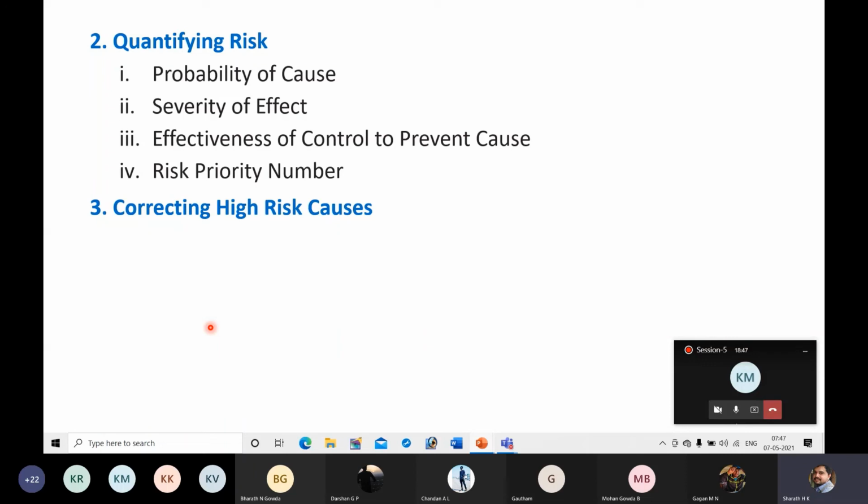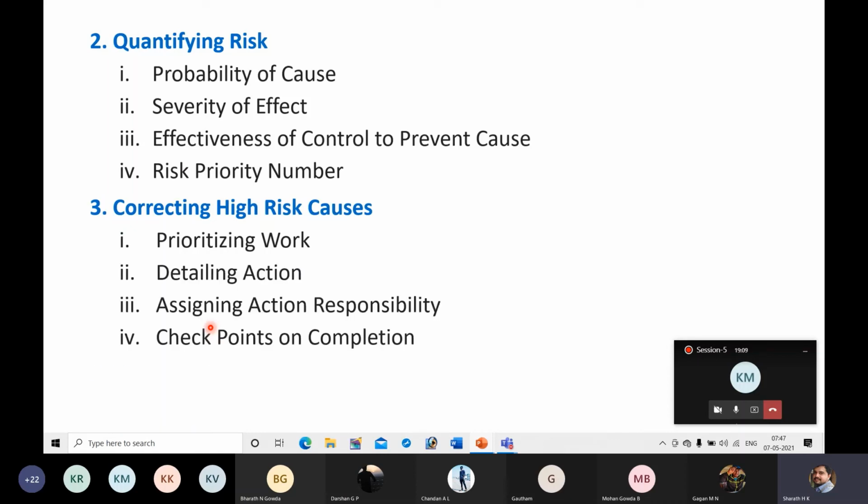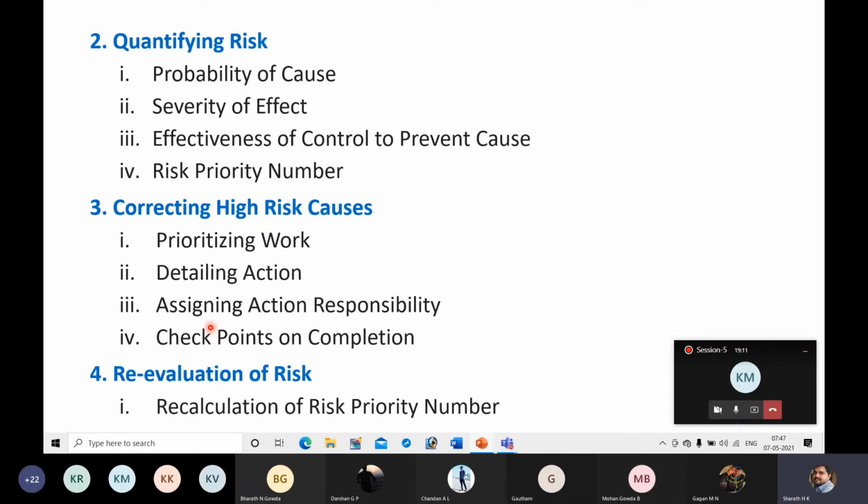Next, correcting high risk causes. Again, by vaccination we are correcting. Initially vaccination was implemented for frontline workers, then for people above 45. Now they announced that they will give vaccines for people above 18, but there are other reasons, so they are not able to do that. That is a different discussion. So like this, you can implement FMEA for various problems, products and services.